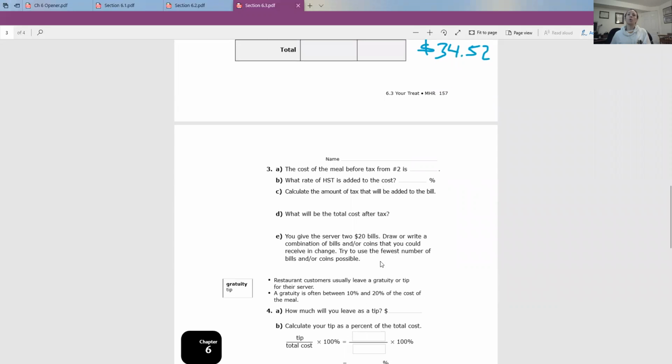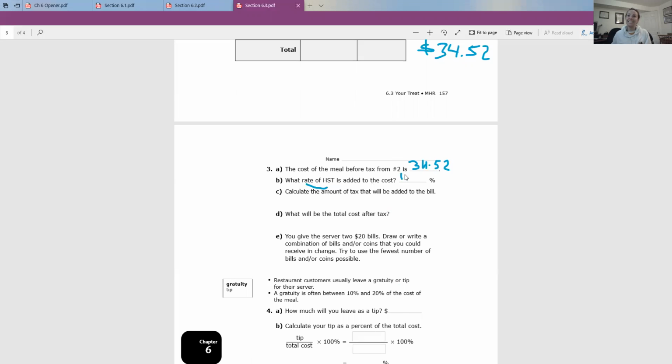So question number 3, it says, what is the cost of the meal from number 2? Okay, remember this $34, this is before tax, okay? And we're gonna use this idea to calculate a tip or gratuities. So our cost, the one that I made up, was $34.52. Yours is going to be different, okay? So use your number, not mine. What rate of HST is added to the cost?